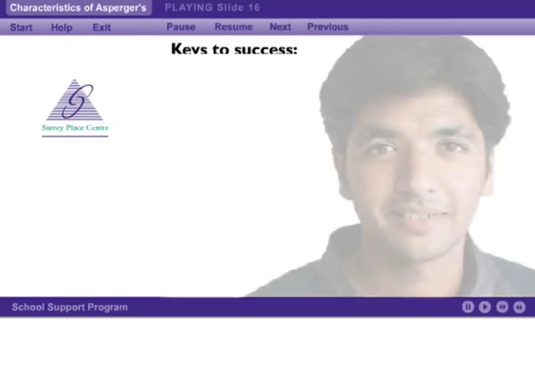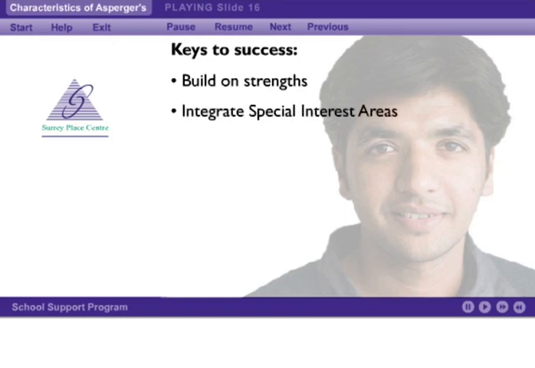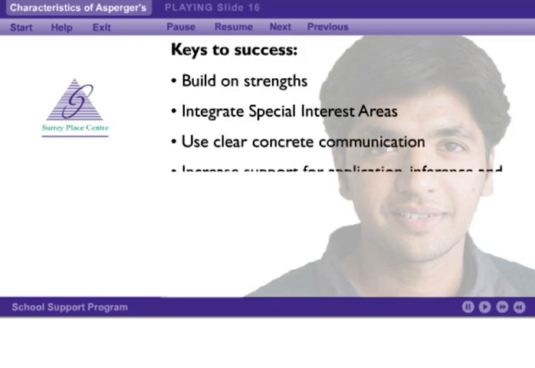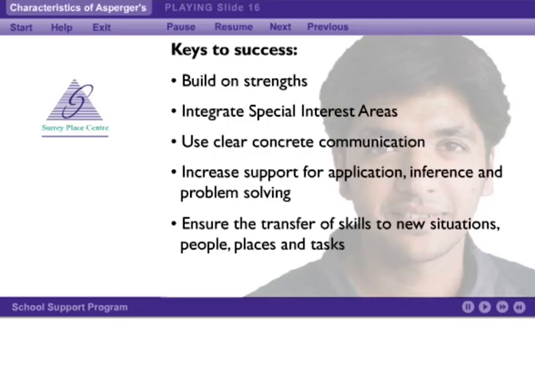Some of the keys to success when working with students with Asperger syndrome that have been touched on in this module are: build on the student's strengths. Integrate special interest areas into the curriculum. Use clear, concrete communication. Increase support for application, inference, and problem solving. Ensure the transfer of skills to new situations, people, places, and tasks.